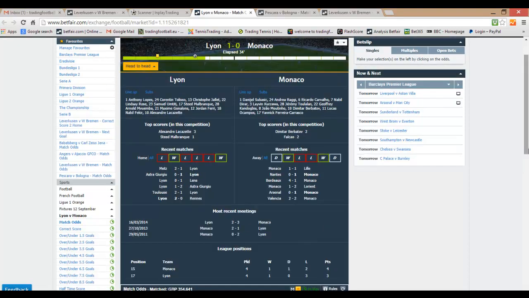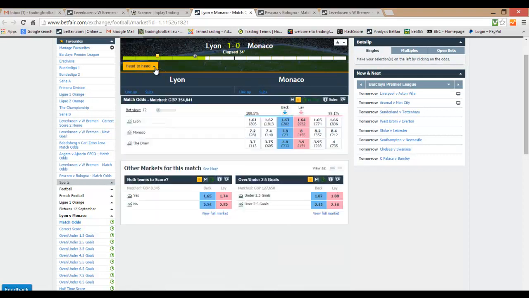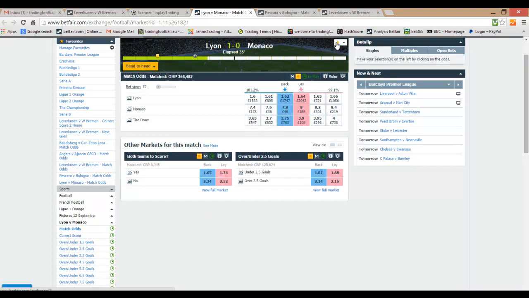I wanted to keep my eye on that particular game. Lyon were in the lead after about 35 minutes. 1.64 to lay. I was considering it. I put it into my favourites. I was going to come back to that.